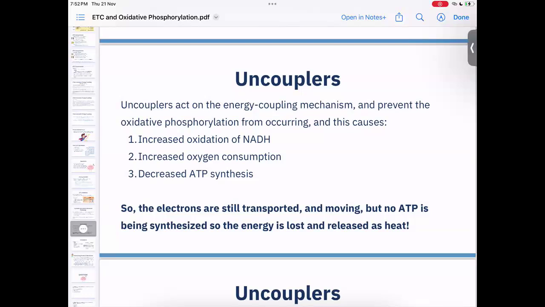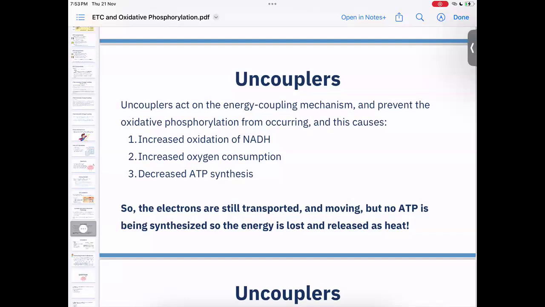Okay, so the electrons are still transported. The taxis are still dropping off the electrons because they don't know what's happening at the end of the road. They're still dropping off the electrons at the gate, at complex 1, and they're still moving. And at the same time, the oxygen is accepting the electrons at the end of the electron transport chain. However, it's as if all of this is happening for nothing. There's no ATP being produced, and all the energy coming from the electrons moving from one transporter to the other is being released as heat.